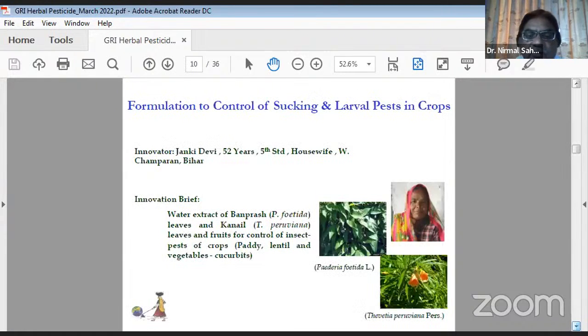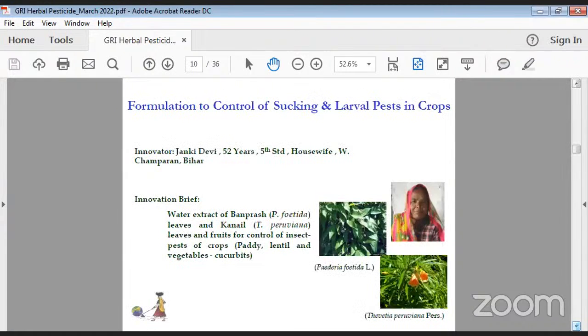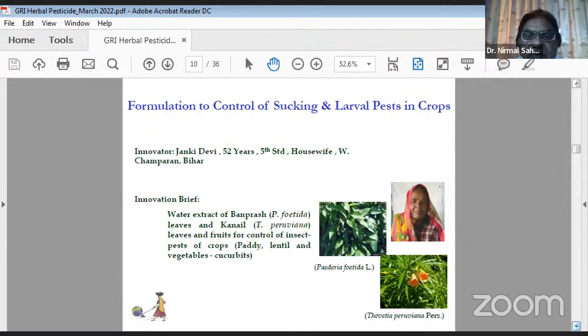See, this is a practice from Bihar where the innovator is controlling the sucking pest in paddy, and the plants being used are Pedalia ferrata and Nerium, which are very common plants and grow wild. This plant is giving very good results as per the innovators. We have tested this formulation and found that it was showing the result as per the claim of the innovator.